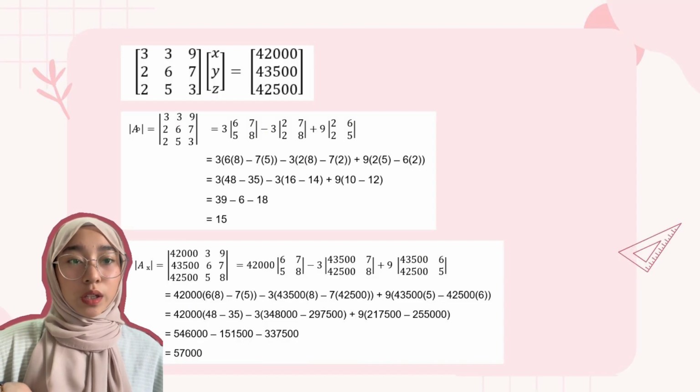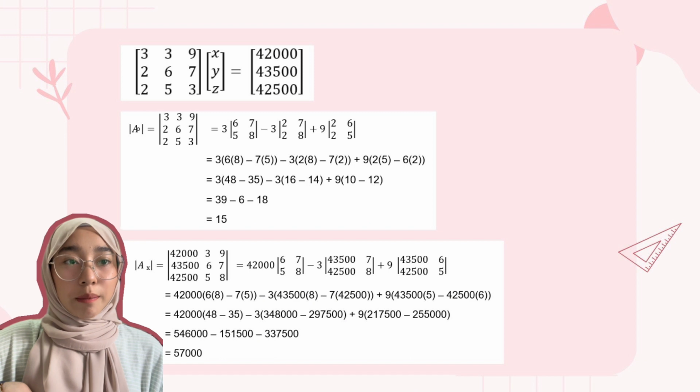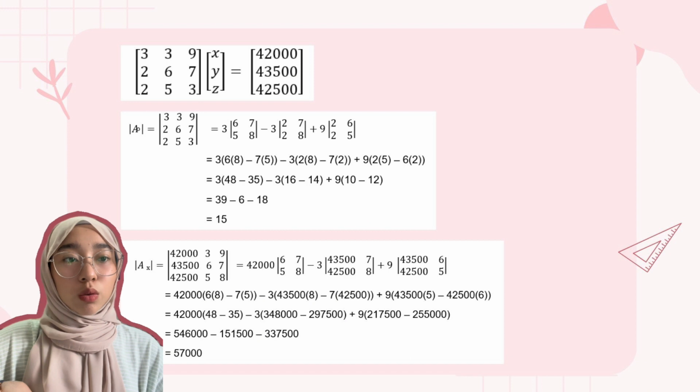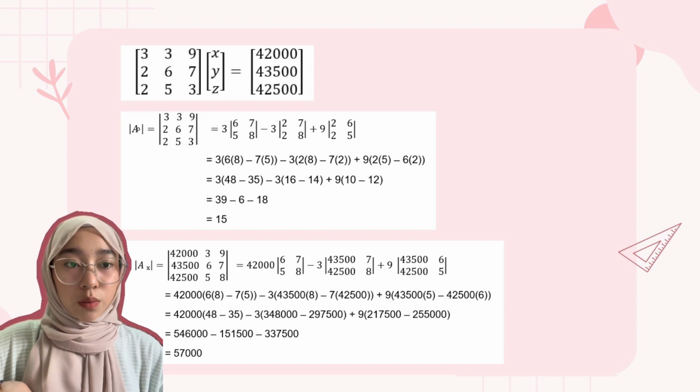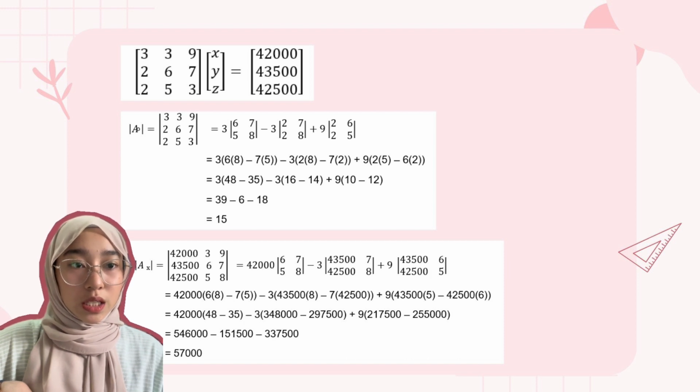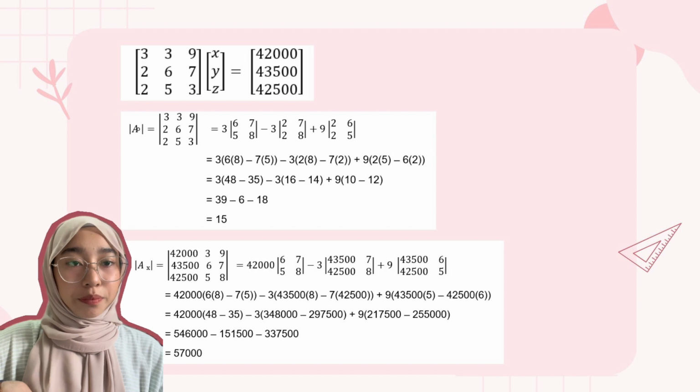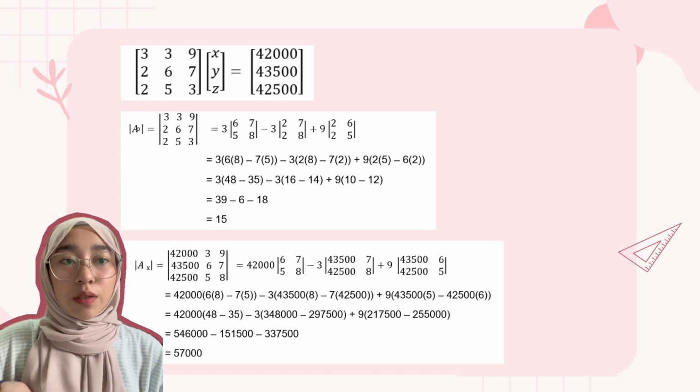So we are going to change it into a matrix form, which is we have 3, 3, 9, 2, 6, 7, 2, 5, 3, and then we have the x, y, and z equals to 42,000, 43,500, and 42,500. So the first we have to find the determinant, which is you can see there. We take the 3, 3, 9, 2, 6, 7, 2, 5, 3 and form it into a 2 by 2.